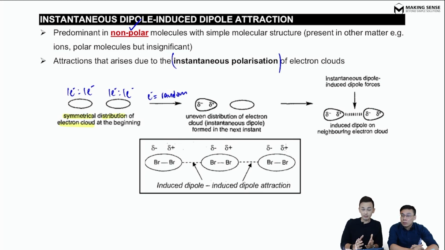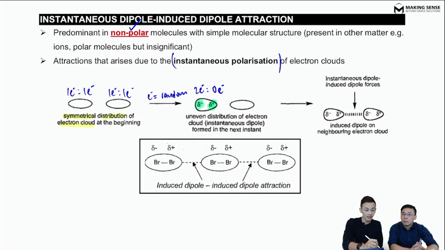Electrons are moving randomly, so there could be an occasion where you have 2 electrons on one side and 0 electrons on the other side. So naturally, the side with more electrons is going to acquire a delta minus, and the side with lesser amount of electrons is going to acquire a delta plus. Now, what is this going to impact? This is going to impact the surrounding molecule.